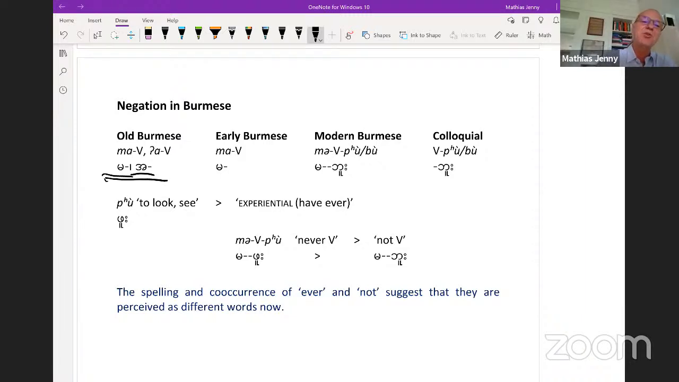And you also had the ma prefix like in modern Burmese. In early Burmese, and also in written Burmese, you only have the ma prefix, masa, madwa, with some suffix maybe like ba or chi or whatever. In modern Burmese, at least in the spoken language, you have ma and then the verb and then bu, masabu, madwabu.